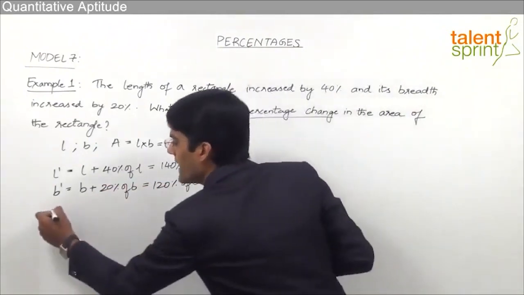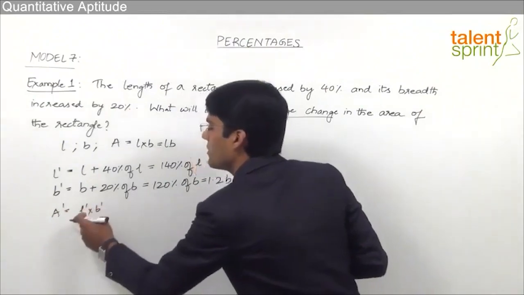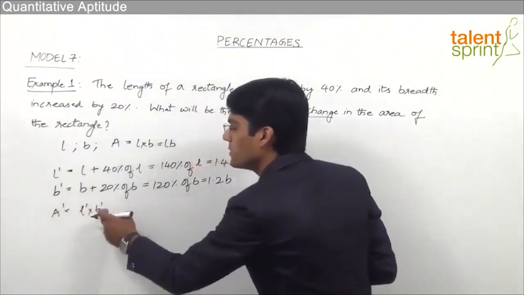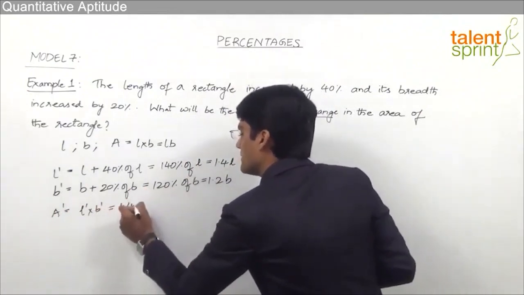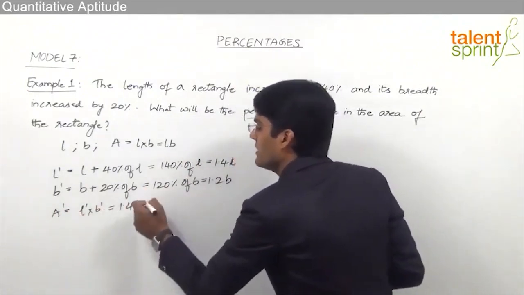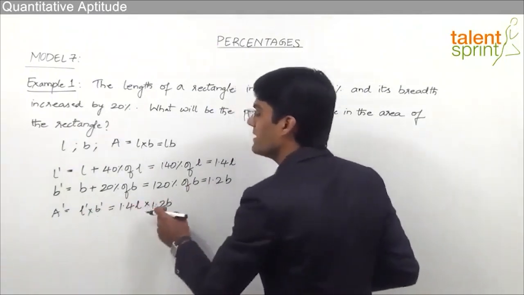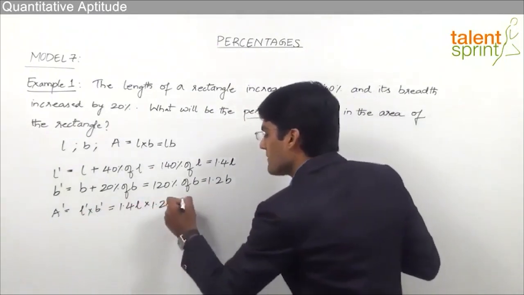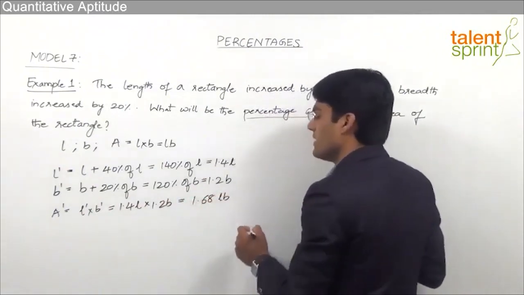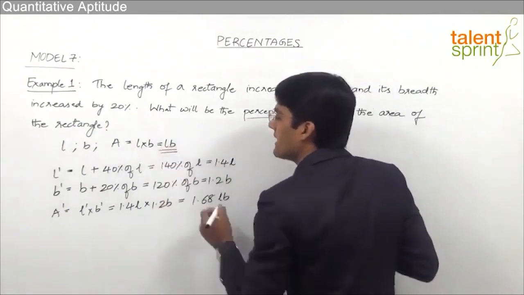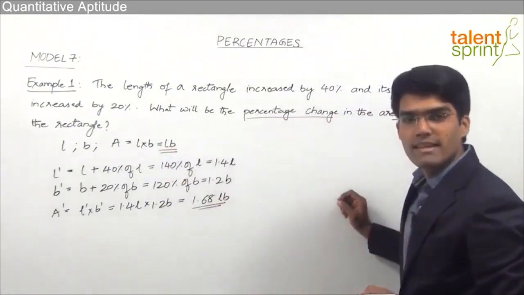So the new area A dash can be taken as L dash into B dash, that is the new length into the new breadth, which is equal to 1.4 L, the new length in terms of original length, into 1.2 B, that is the new breadth in terms of original breadth. By simplifying this, we get 1.68 LB. So this is the original area L into B and the new area is 1.68 LB.